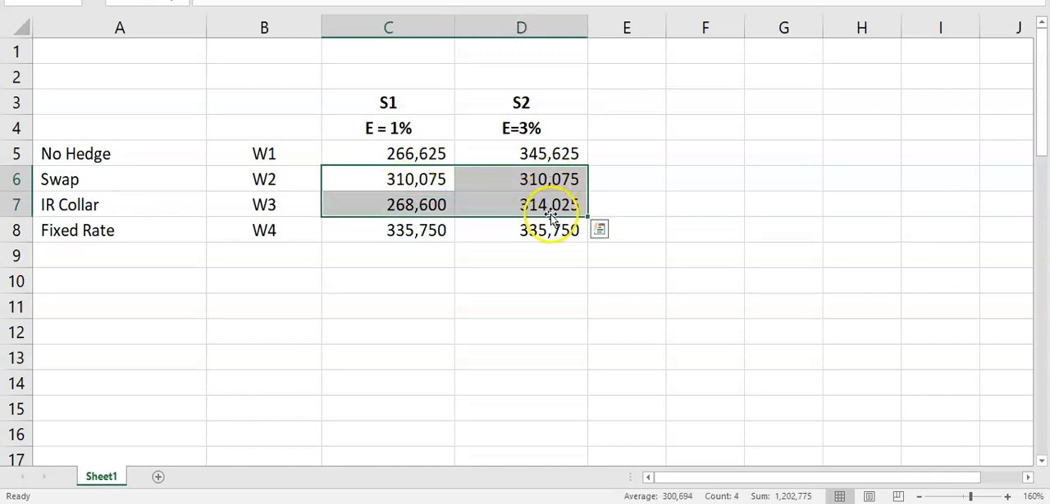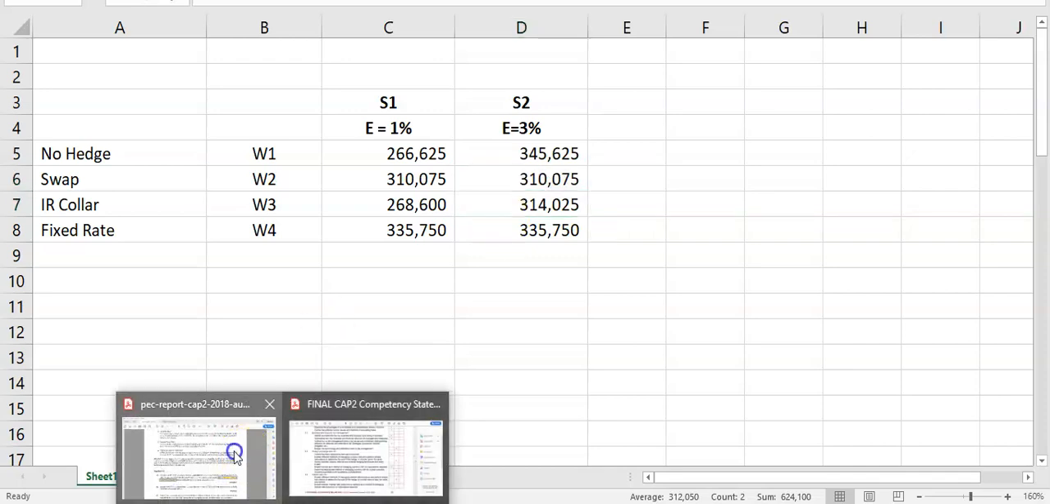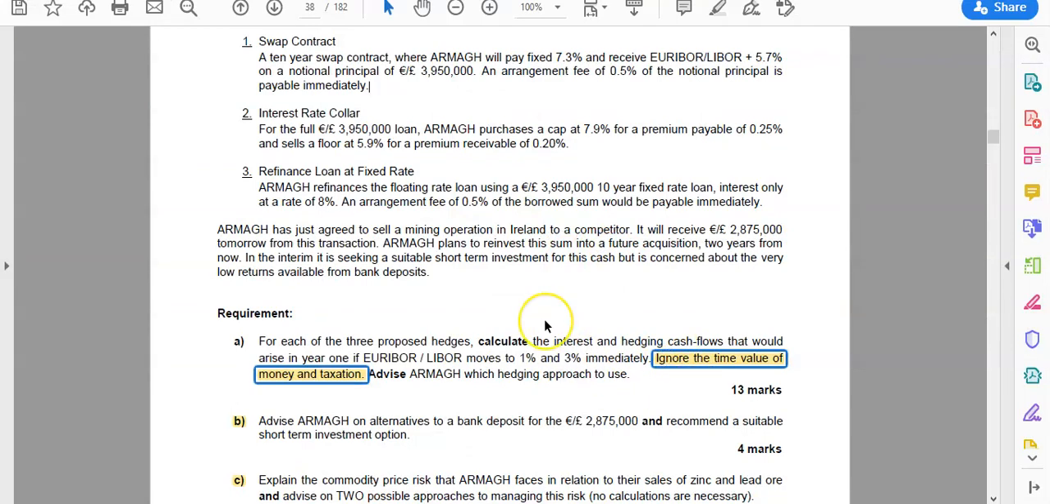And if you look at it, for possibly 4 grand extra in scenario 2, you could save an awful lot of money in scenario 1. So really, on the balance of outcomes, the best value for money here looks to be the interest rate collar. It certainly isn't the fixed rate, because that's dominated in both scenarios by the swap. Then you're tossing up a guaranteed 310 for a high at 314 or a low at 268. And the benefit here for the collar outweighs a lot of the small increase that you might have in scenario 2. So again, it's all about coming to a rational conclusion. You're probably talking about 2 marks there for your conclusion and 11 marks then for calculations.